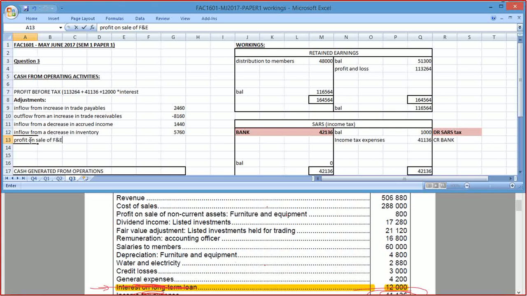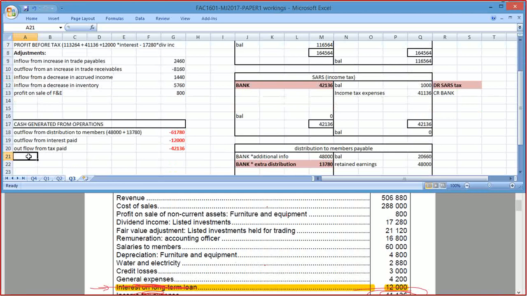I'm just going to write down furniture and equipment, F&E, 800. Dividend income. Do you agree? That's a receipt, right? Yes, it is. So for dividend income, you have to take it out of the profit before tax, so minus the dividend income. How much was it? 17,280, asterisk div income. And then you have to show it separately here, dividends received. So you take it out and you show it as a separate disclosure line item.